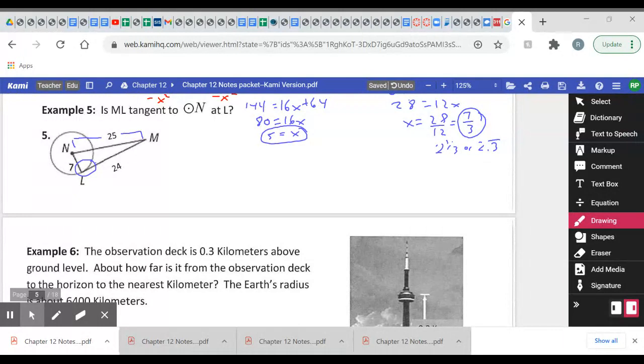And so if I go ahead and plug these numbers into the Pythagorean theorem, again, pay attention. Where my right angle would be means that 7 and 24 would be my legs. So I've got 7 squared plus 24 squared equals 25 squared.